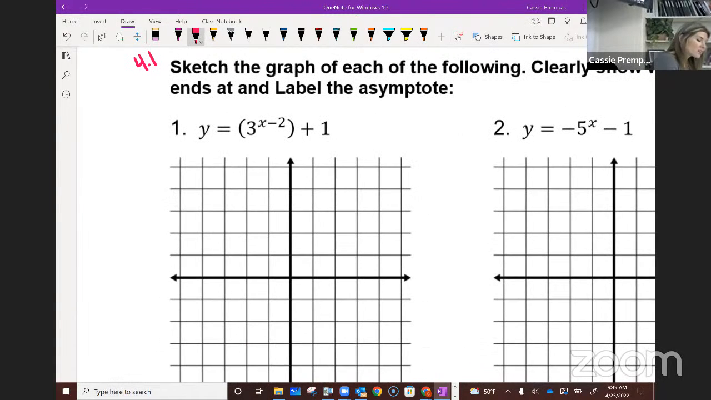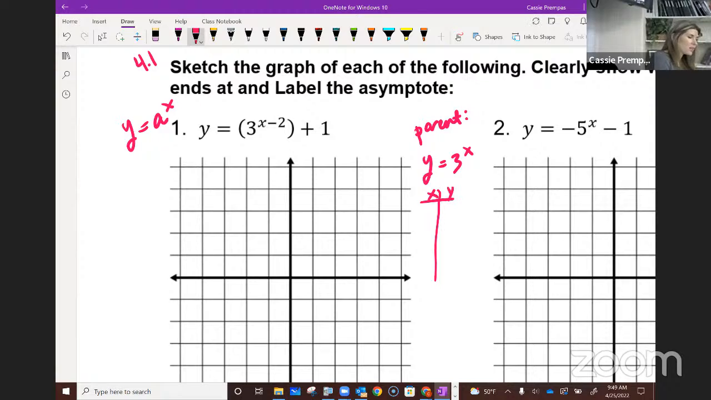In 4.1, we learned about exponential functions. Exponential functions come in the form y equals a base a to the x power. What would be the parent function from number 1? Y equals 3 to the x, awesome. Now, once you know the parent function, you can pick out 3 parent points to help guide your shape. What do we plug in for these? It's always the first number.